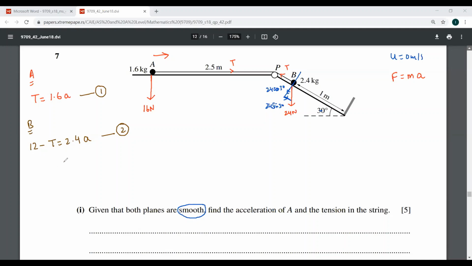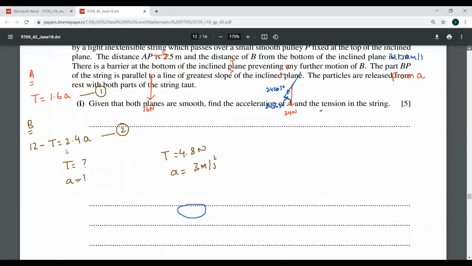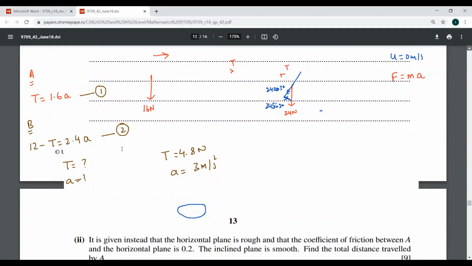Tell me how much is the tension? Okay, yeah, tension is 4 point... Okay, and a is 3 meters per second squared. So from this, I'll be moving towards the second part and I'll be using the same diagram. So let me just slide down here and see what he is asking in the second part.